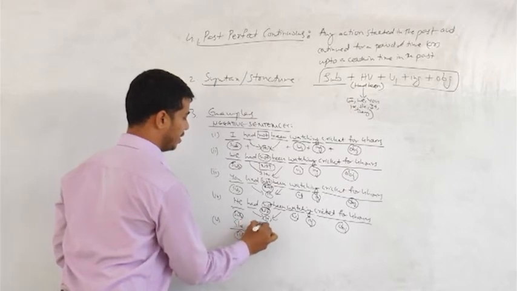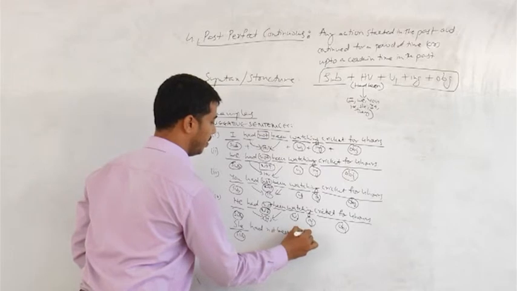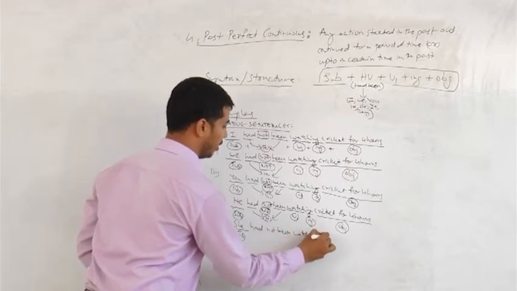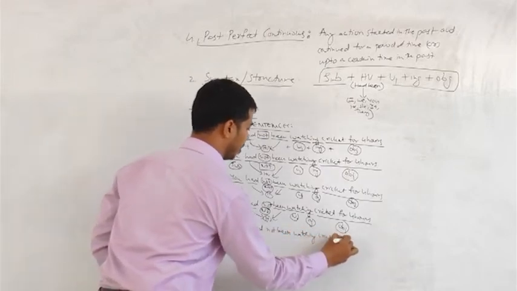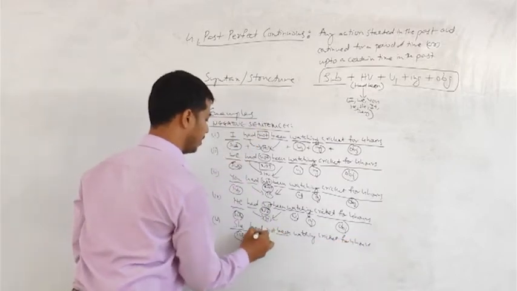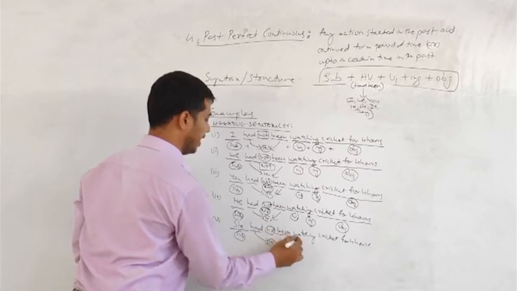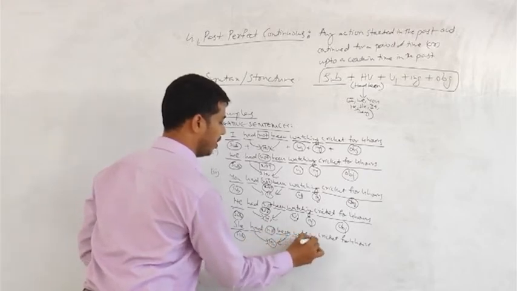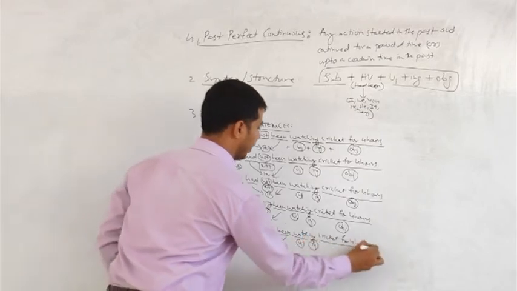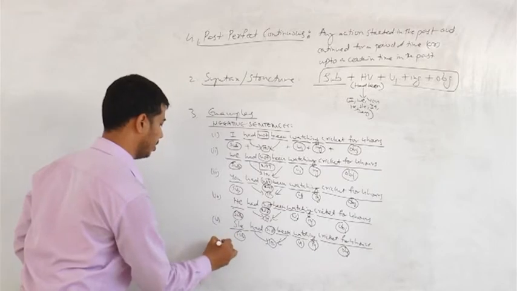Let's go with she as subject. She had not been watching cricket for 4 hours. Had and been once again we have labeled as HV, nothing but the helping verb. Not gives the negative meaning. Watch V1, ing, and cricket for 4 hours we have labeled as the object.